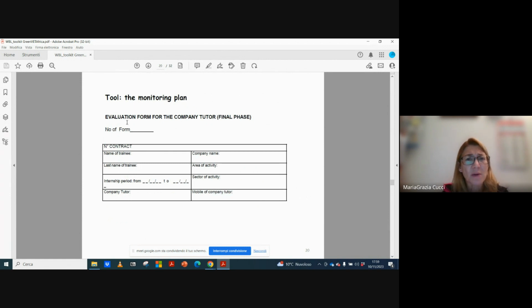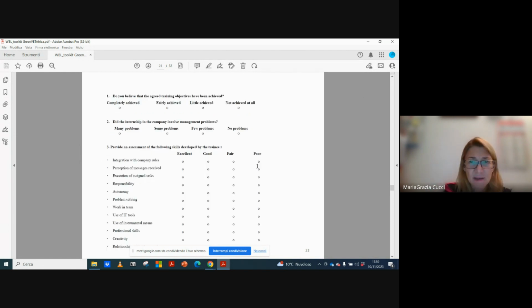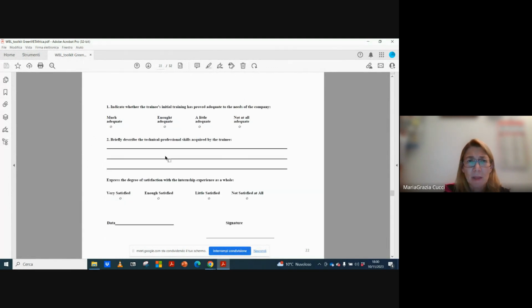Monitoring plan, evaluation for the company tutor, final phase. So the first one that we saw was at the beginning, in the middle, at the end. Do you believe that the agreed training objectives have been achieved? Completely, fairly, little, not achieved at all. And why? What about the adequacy of the competence from the student to the company?